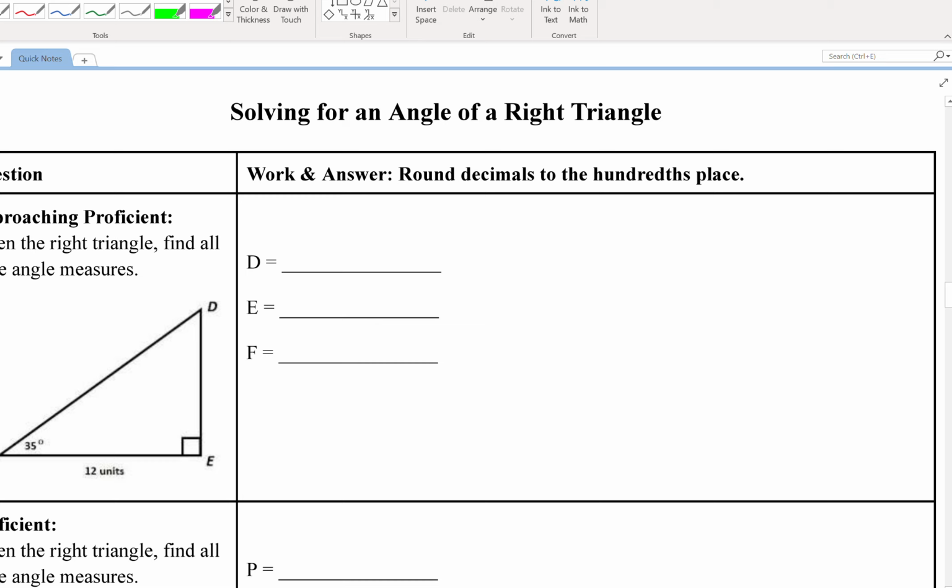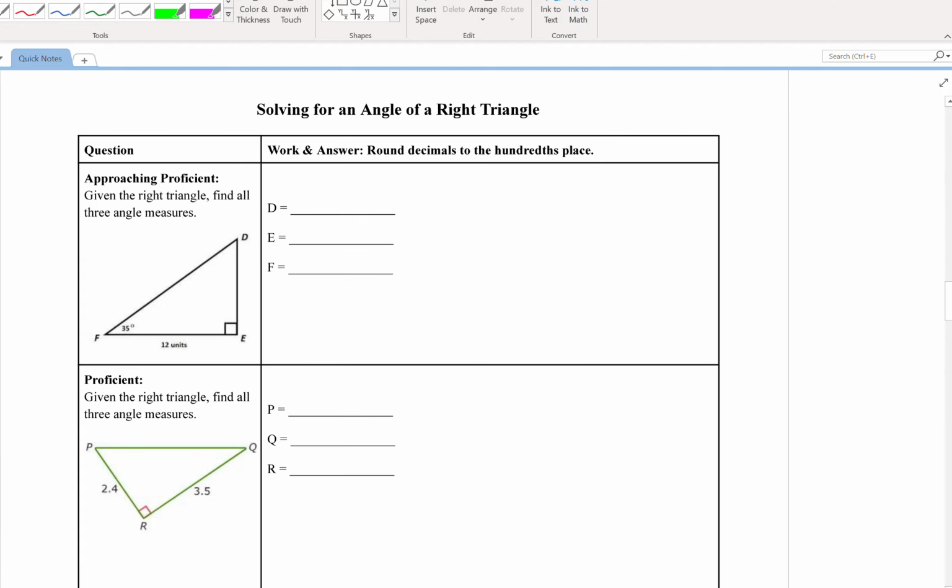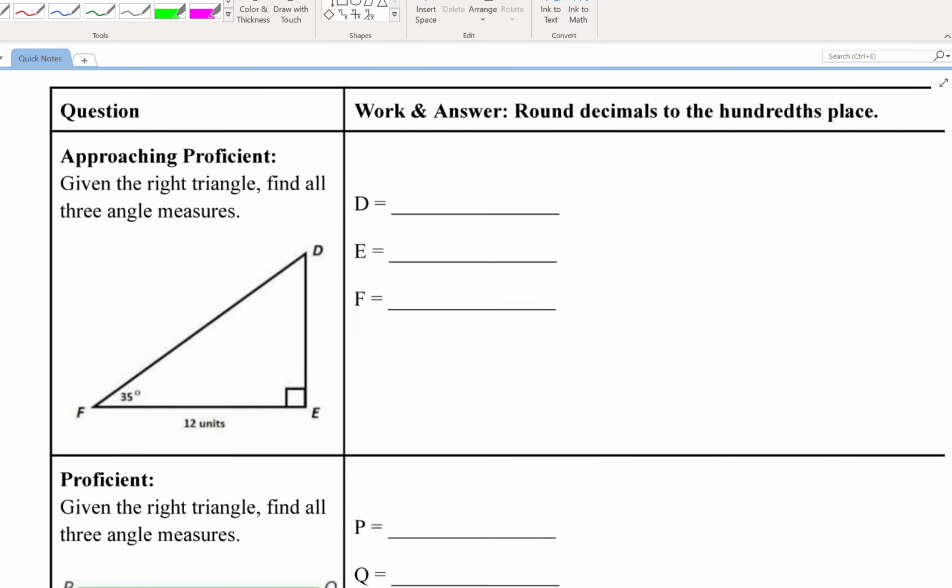Hello, welcome. This is a video about how to solve for an angle of a right triangle. And I'm going to do this first video on both the approaching and proficient levels.